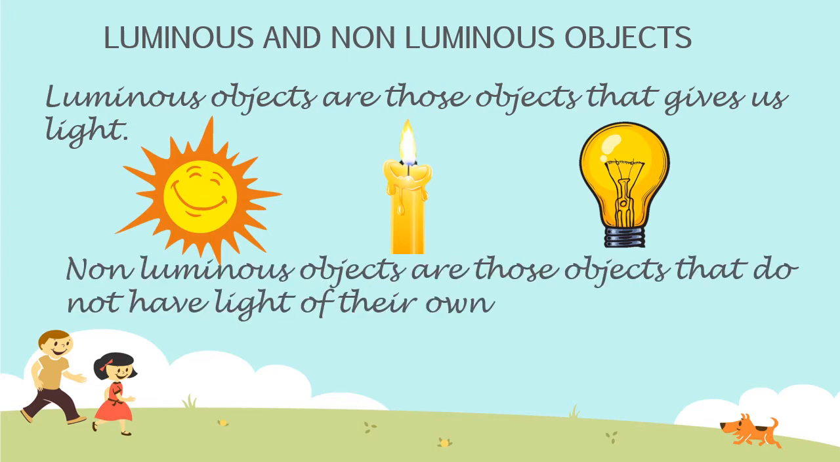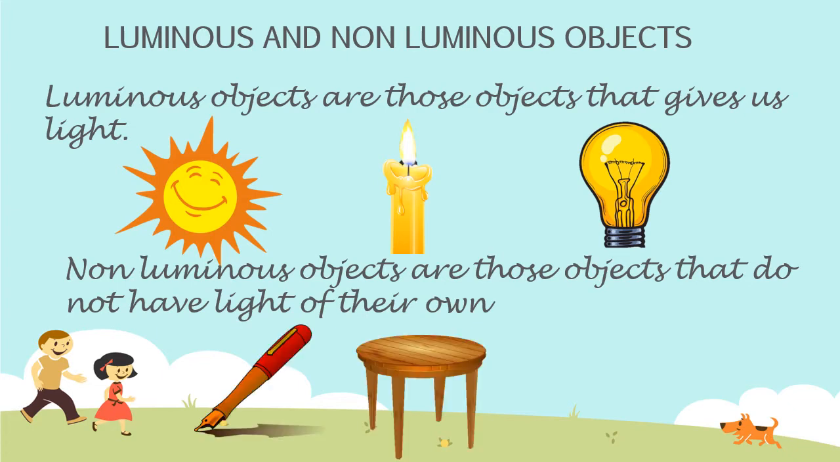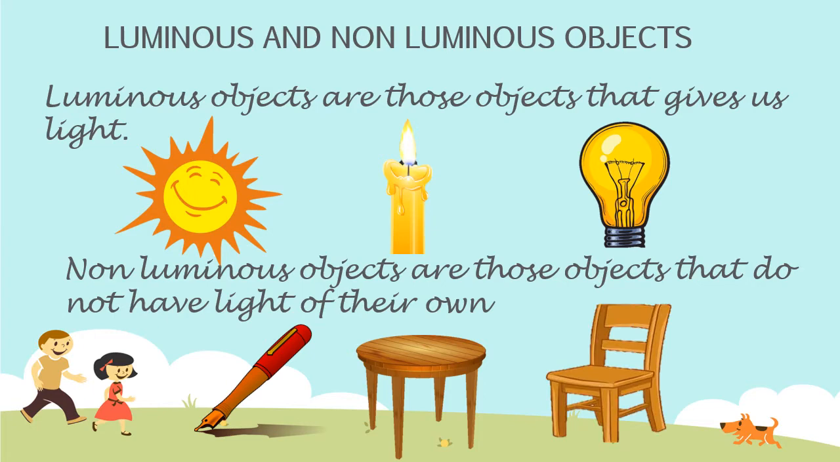Many objects around us do not have their own light. They can be seen only in the presence of luminous objects. These objects are non-luminous objects. Pen, paper, table, chair, all these are examples of non-luminous objects.